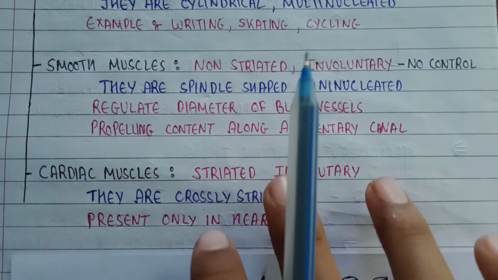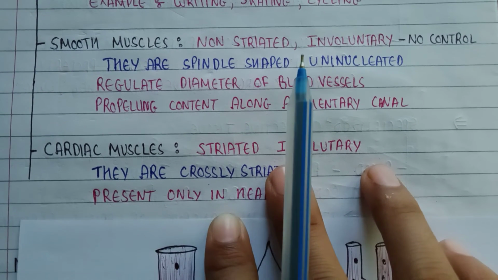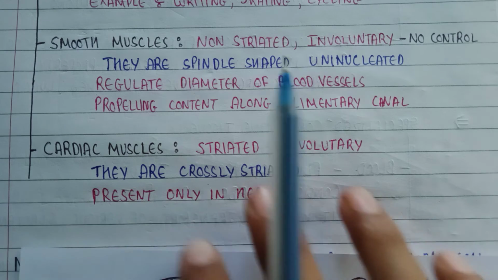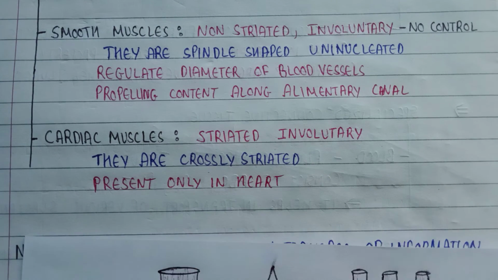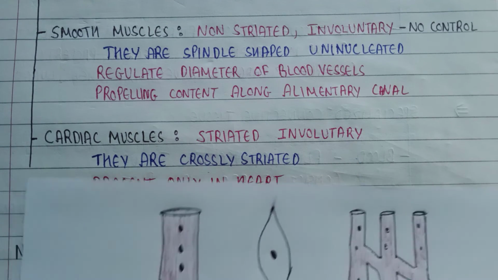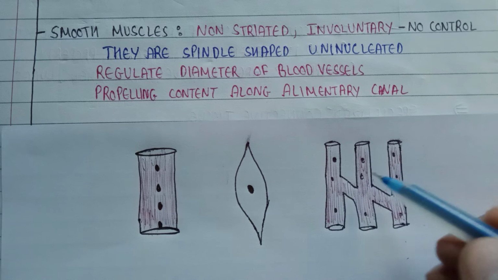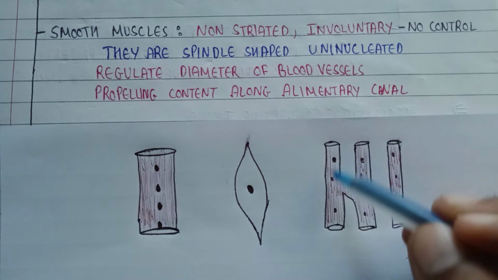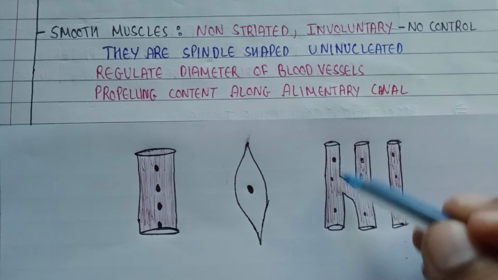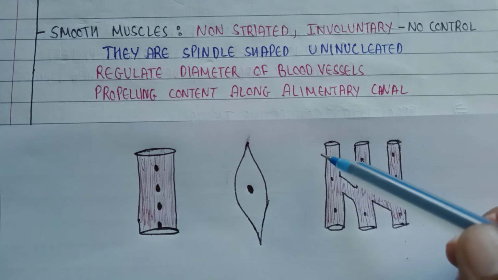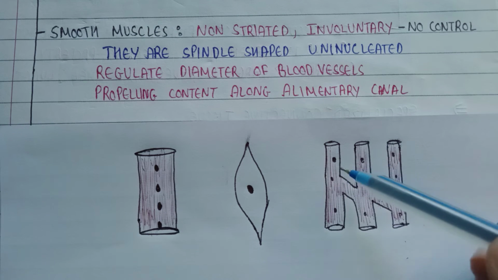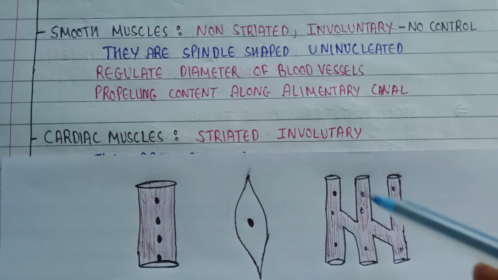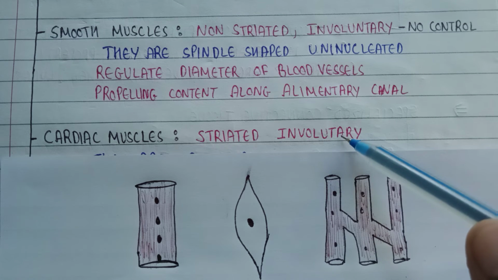The third one is the cardiac muscles. Cardiac muscles are striated and involuntary. This is the diagram of cardiac muscles. Cardiac muscles also have striations. Like the skeletal muscle, they also have striations, but they are involuntary. They are not in our control.